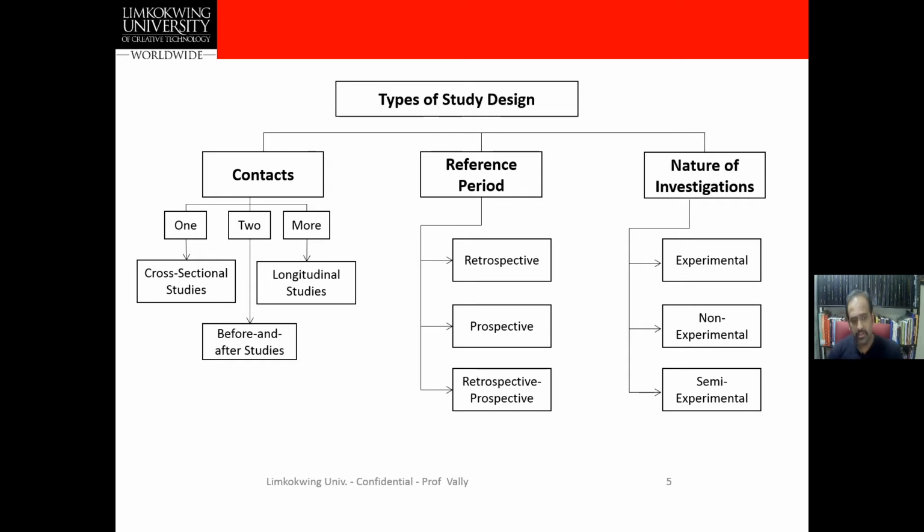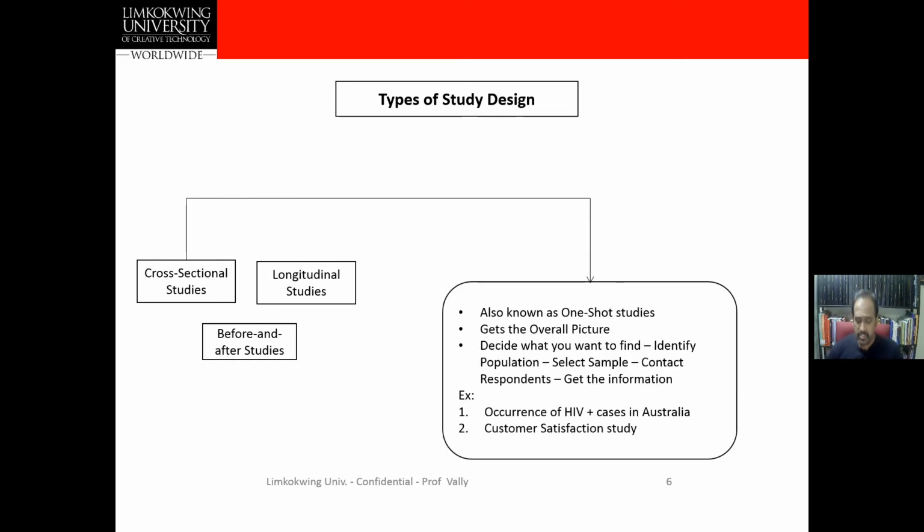In context we have cross-sectional studies. Here as a researcher I interview and I take the questionnaire. I just supply my instruments to all the respondents without discrimination, without any bias, irrespective of male, female, gender, or income class. I just take everybody. It's cross-sectional. The example given here is the occurrence of HIV cases in Australia.